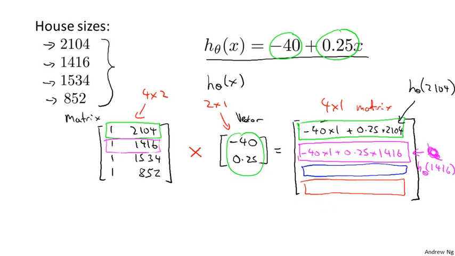And just to be clear, this thing here that I just drew the green box around, that's a real number. That's a single real number. And this thing here that I drew the purple magenta color box around, that's a real number, too. And so this thing on the right overall, this is a 4x1 dimensional matrix, a 4-dimensional vector.